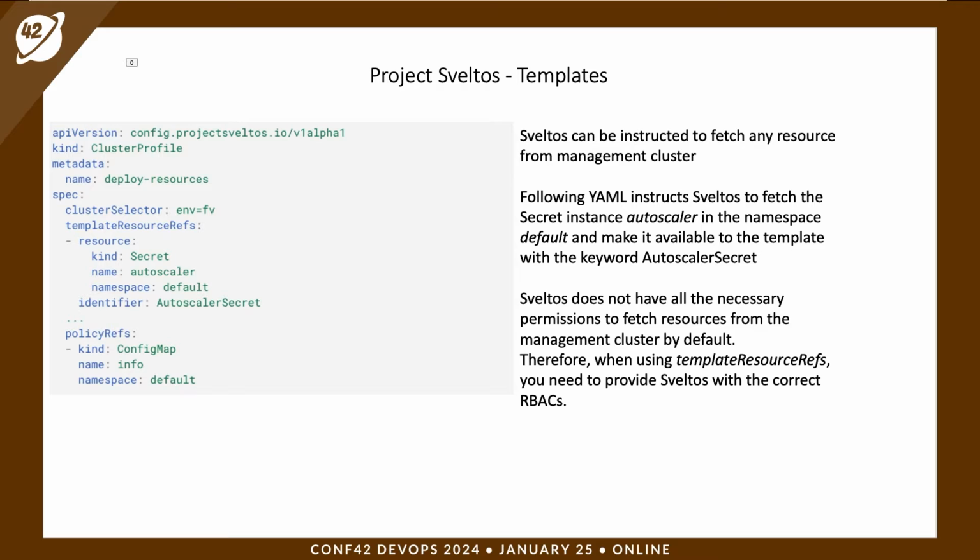But Sveltos can be instructed to fetch any resource present in the management cluster and use its content to instantiate those templates. In this case, for instance, Sveltos is being instructed to fetch a secret which is present in the management cluster, in the default namespace and called .scalar, and instantiate the content of the configmap, which expresses a template using information which is present in the secret key. You just have to give Sveltos the right permission to fetch those types of resources if you need extra resources.